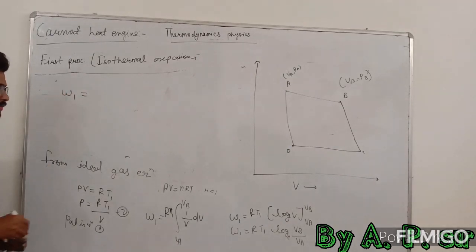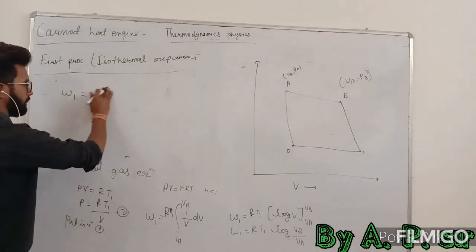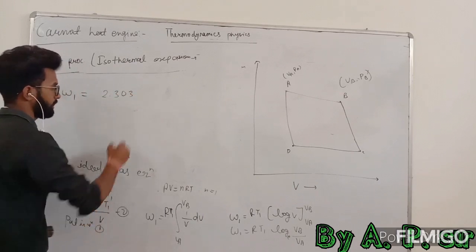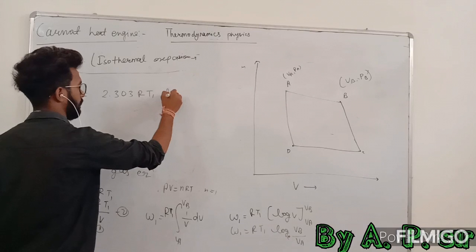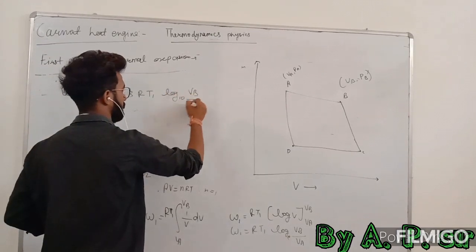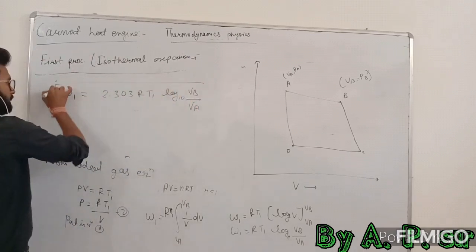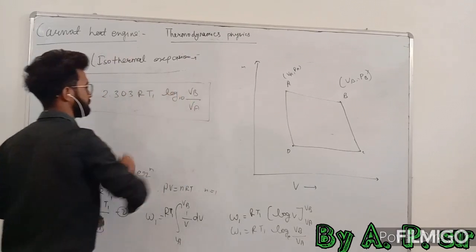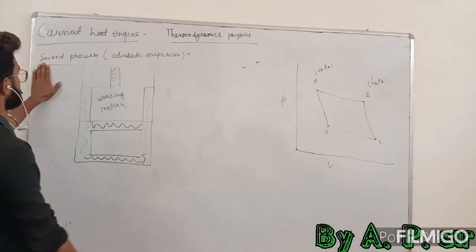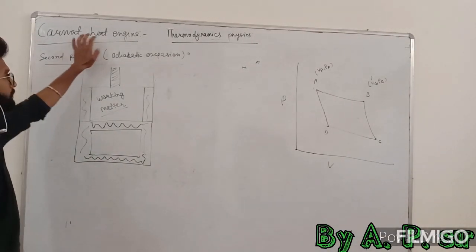W1 is equal to 2.303 RT1 log base 10 VB upon VA. This is the first work done. Second process of Carnot heat engine.